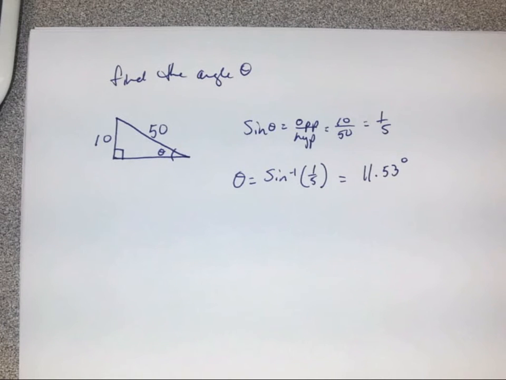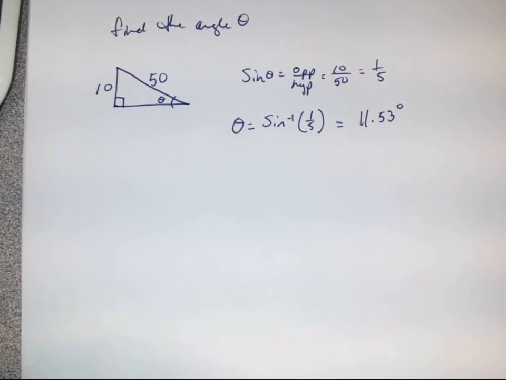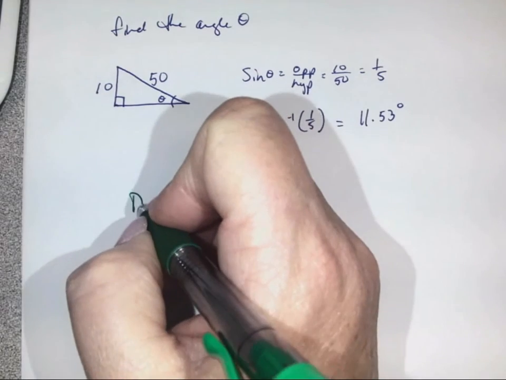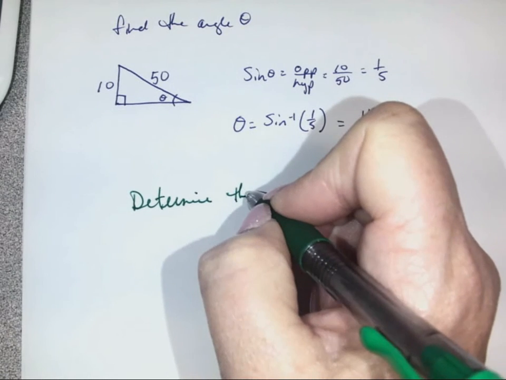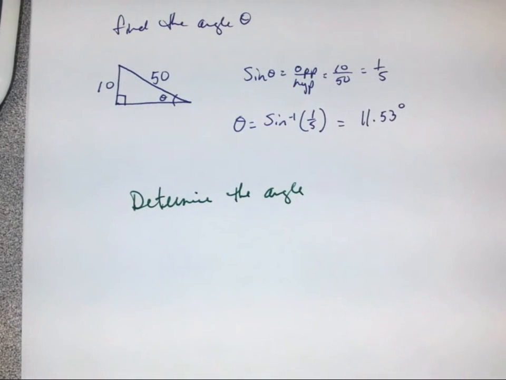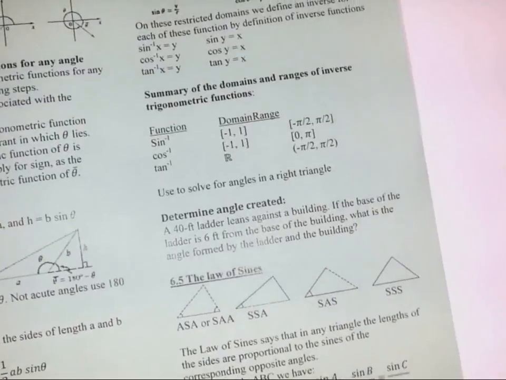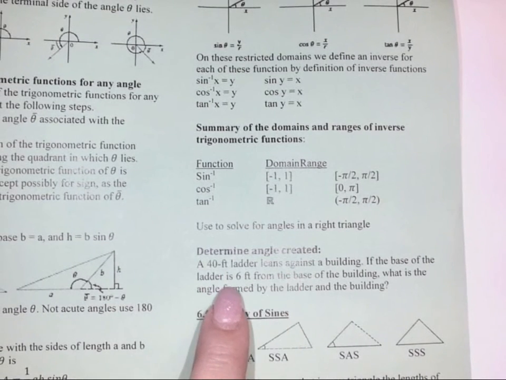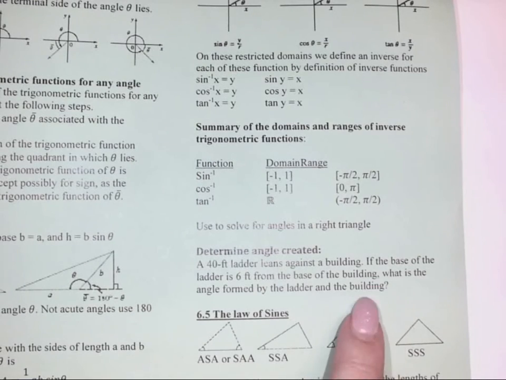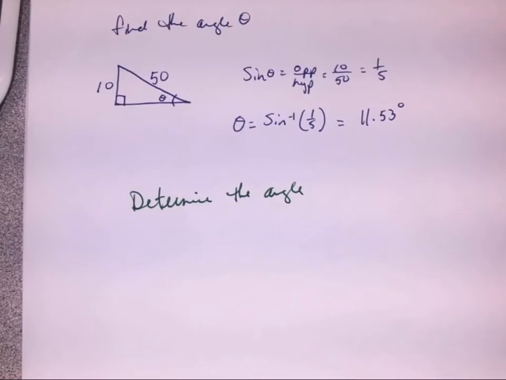The next thing we're going to do is, we did a tree in the last section, we're going to do a building this time. So we're going to determine the angle that's created. So we've got a word problem here. A 40-foot ladder leans against a building. If the base of the ladder is 6 feet from the base of the building, what is the angle formed by the ladder and the building?